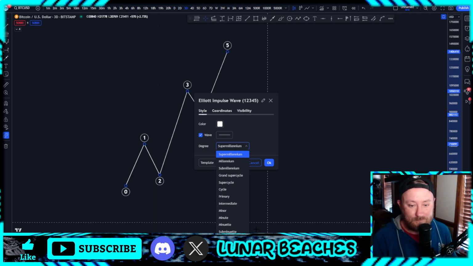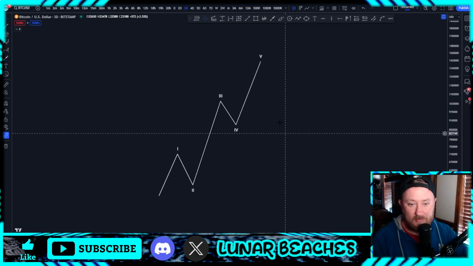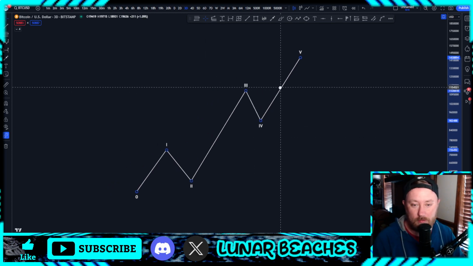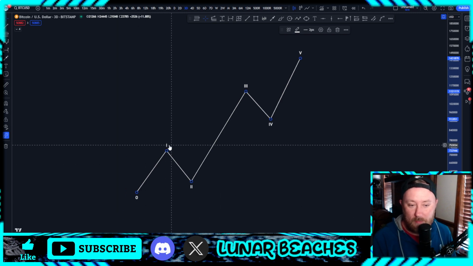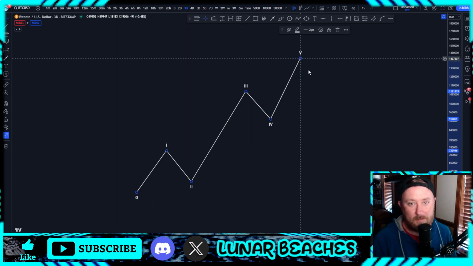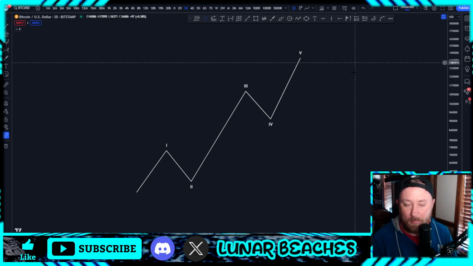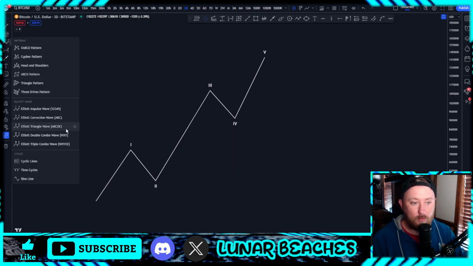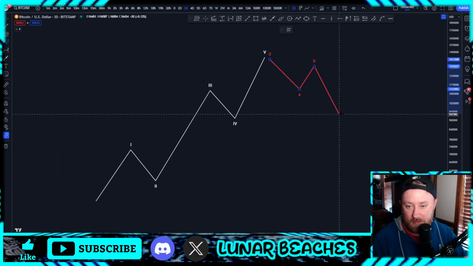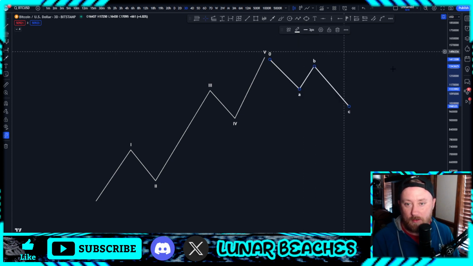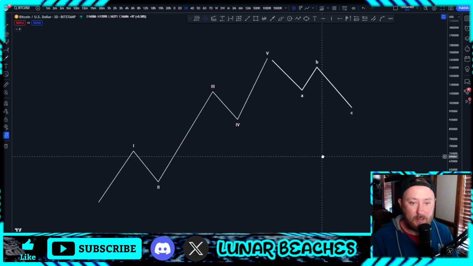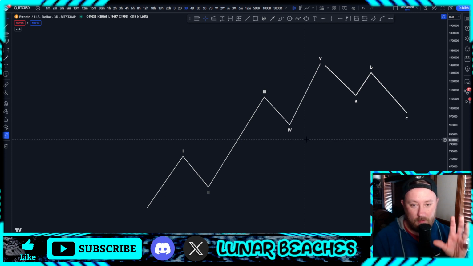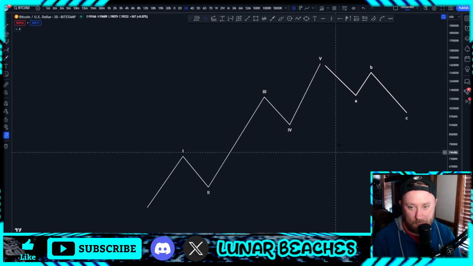What do I mean by that? I'm just going to go with cycle. We're going to say this is just one full completed bull cycle, okay? We have wave 1, wave 2, wave 3, wave 4, wave 5 within a full complete bull cycle. After that bull cycle, we get an ABC correction, and then we continue higher. But first, let's identify this 5-wave structure to the upside.